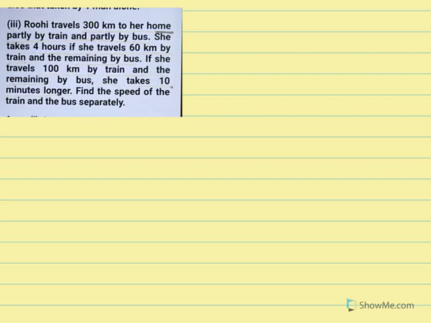So Ruhi travels 300 kilometers to her house, partly by train and partly by bus. So we'll find the distance that she travels by train and bus. We take the speed of the train and bus and the time taken for the journey. So she's traveling a total distance of 300 kilometers.